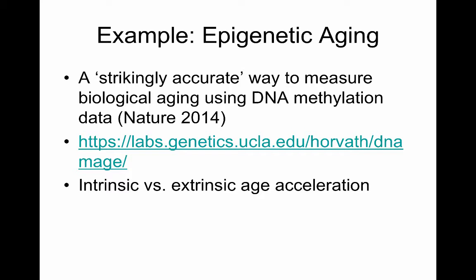There are two epigenetic clocks. One is called the intrinsic clock, and the other one is the extrinsic clock, and they use different sets of CpGs. The extrinsic one is a better marker of lifestyle, and the intrinsic one captures more the fundamental aging process intrinsic to the cell. And you can do that in different tissues.